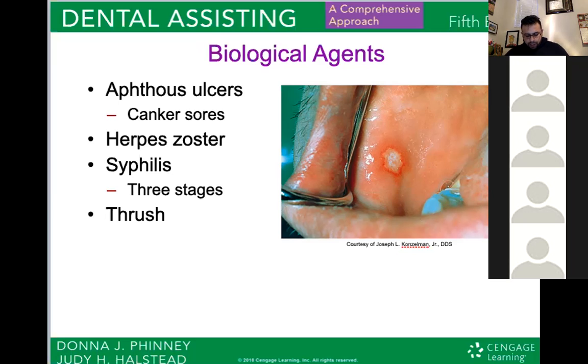There are some pictures in your book on page 641, figure 27-3. It's just somebody with a lip canker from primary syphilis. It almost looks like a circular indentation in the lip. So if somebody has that, then it's usually pretty infectious. So you want to be very careful with that.